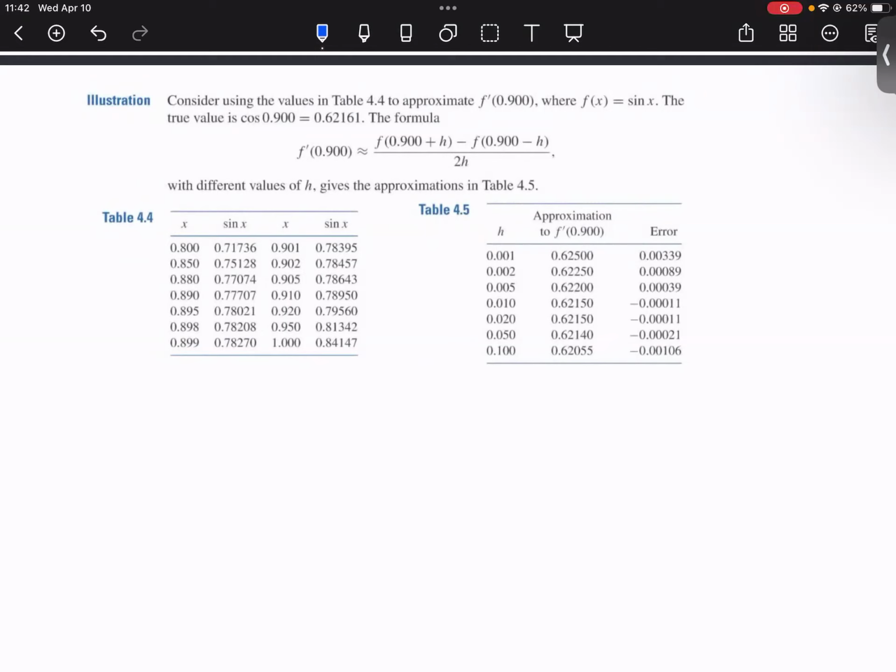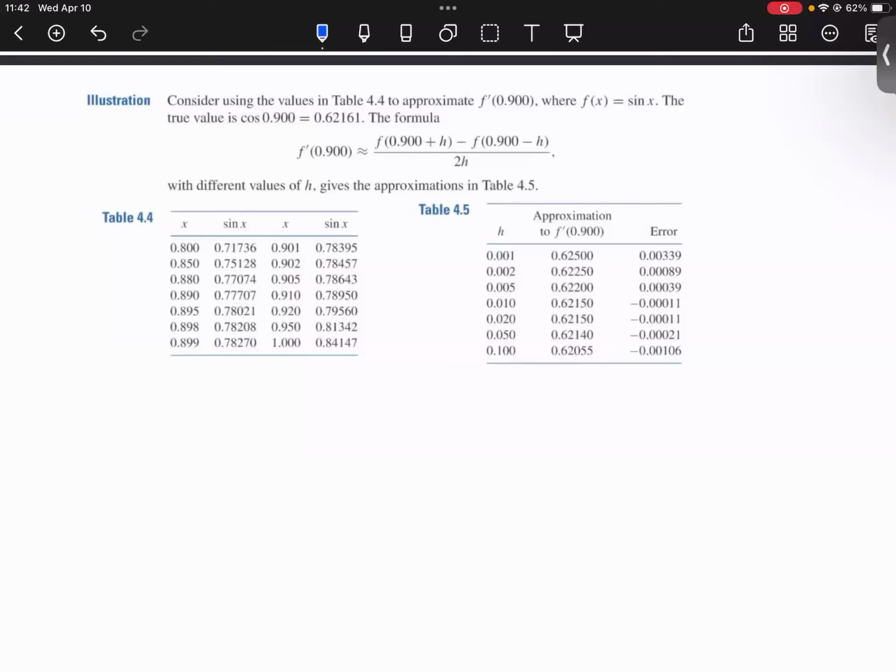If you use some computer programming or the online Wolfram and calculate cosine 0.9, that is the derivative of sine evaluated at 0.9, and this is the true value. But if we use the approximation formula, this is the center difference formula. It's a good one. It's already a good one.